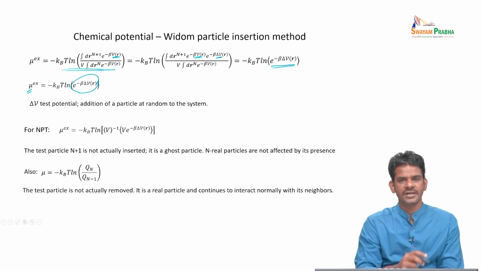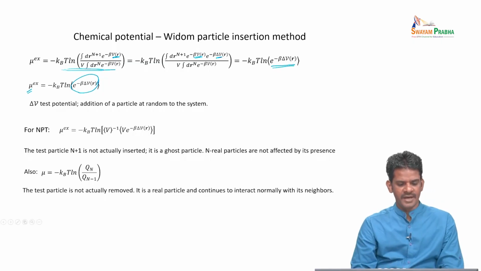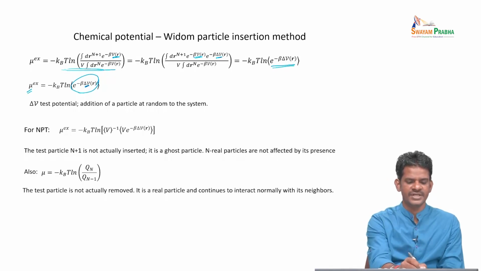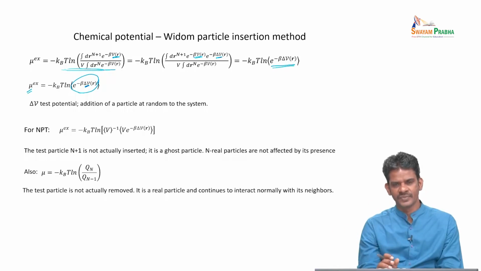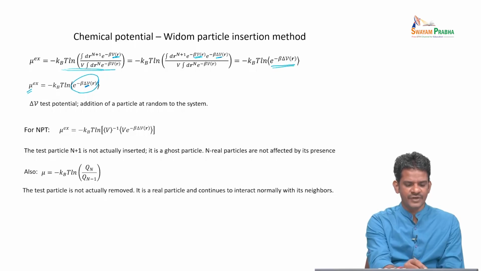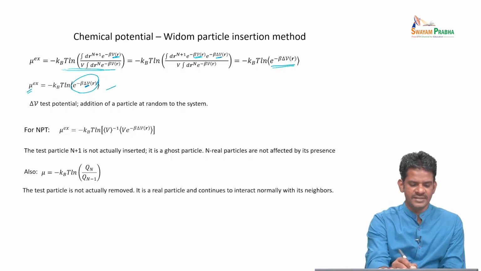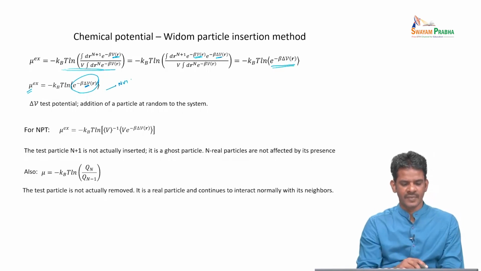So, this is something one can do in a simulation: you take a simulation with N particles and then you try to add a ghost particle, see what is the difference in the potential energy, and then you remove the particle, and then you continue this many times, and then you will get an ensemble average of e power minus beta delta V, and that is nothing but your excess chemical potential. So, this can be done easily in NVT because the volume here is constant.